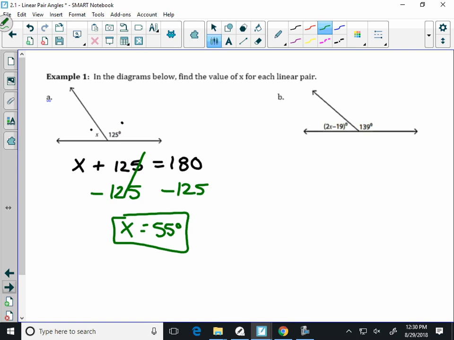Okay? Here's the thing with B. Can we use that method with B? No, because it has this little expression. So when you have an expression written as an angle, you have to write it out. Trent, how are we going to set up this problem to solve? Good. Plus what? Good.